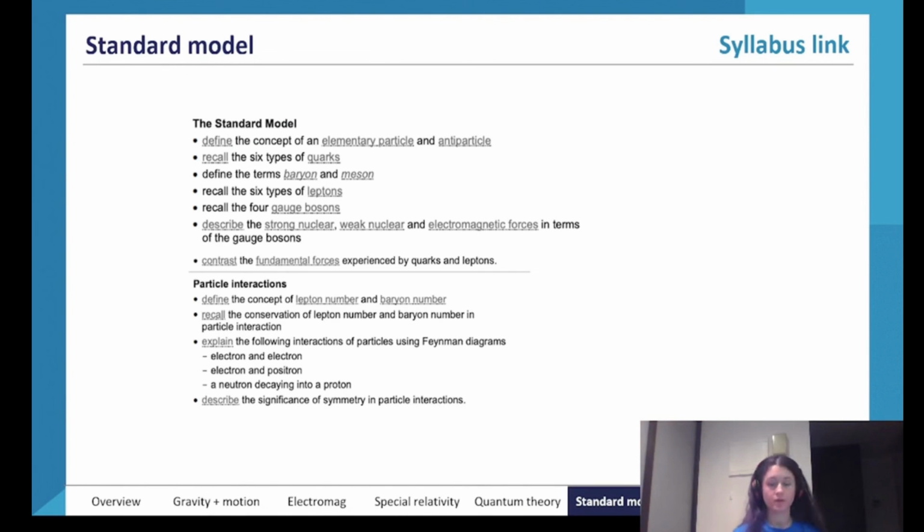Okay. Getting really quickly onto the Standard Model.